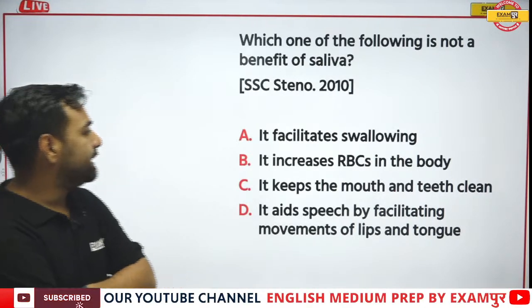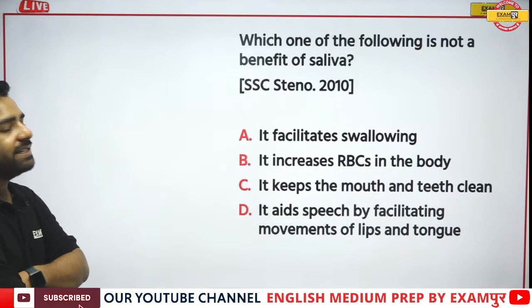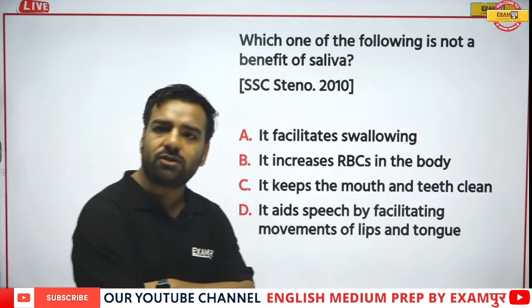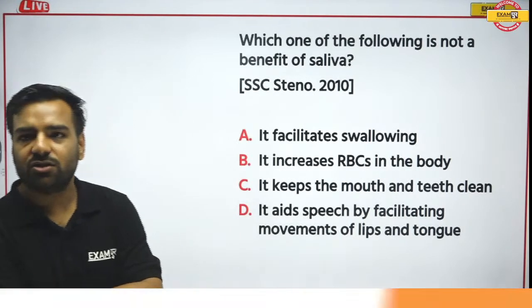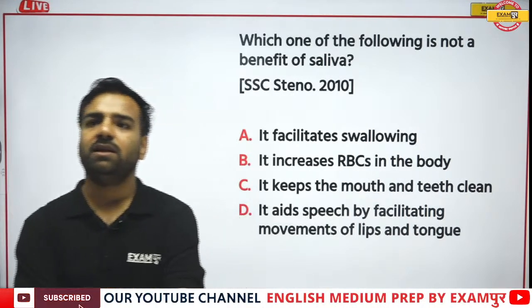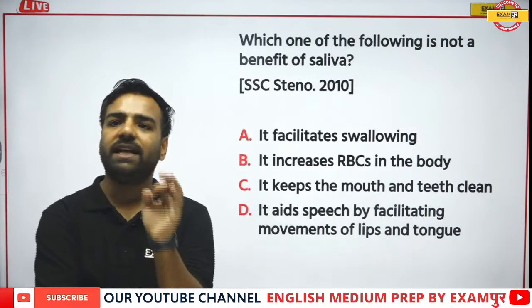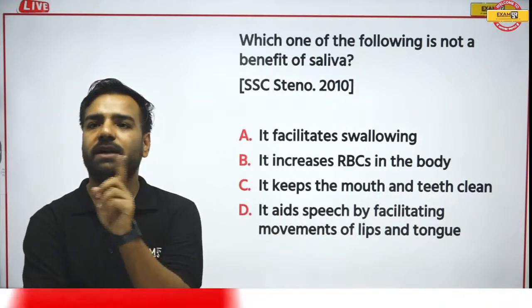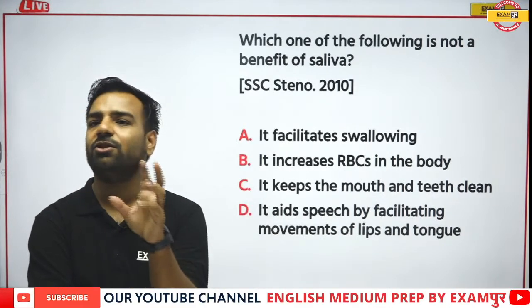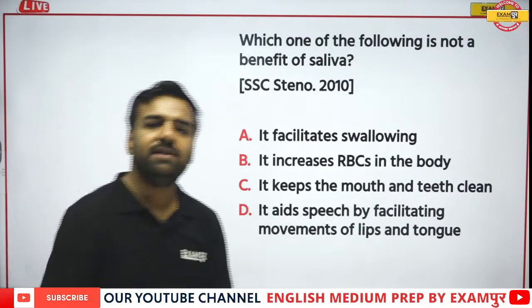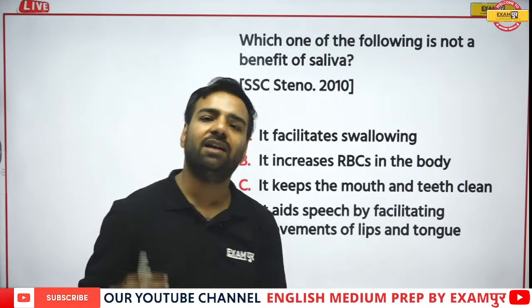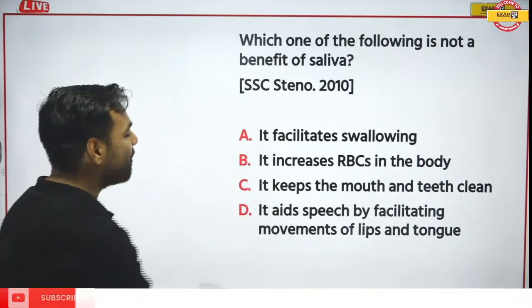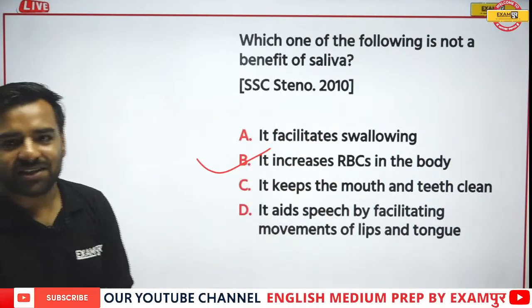HR is with B, that is, it is increasing the RBCs in our body. Pankaj is also with B. Kashi Vignesh is also with B. Ilma is with B. Priya is with B. Trilok is again with B. Sharmaji is with B. Ilma is 100% sure, so it would be B. Since everyone is with B, I'll also go with B. Why? Because of the following reasons.